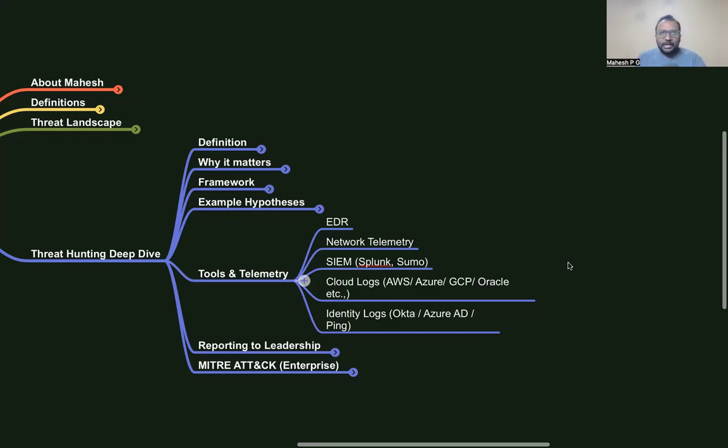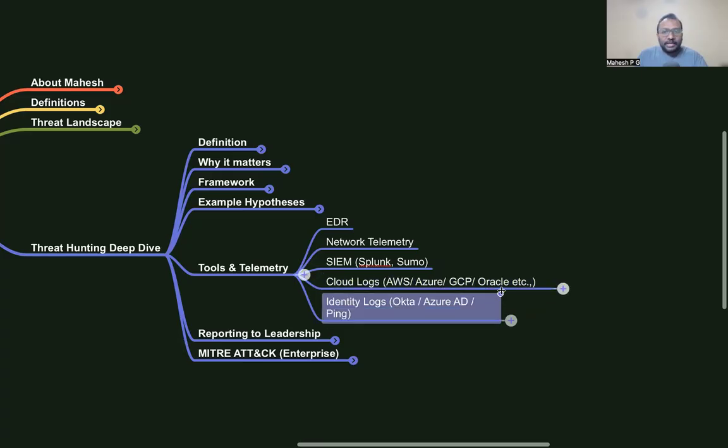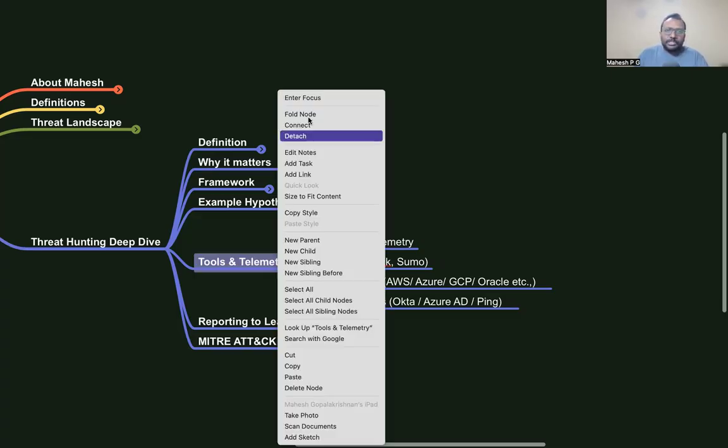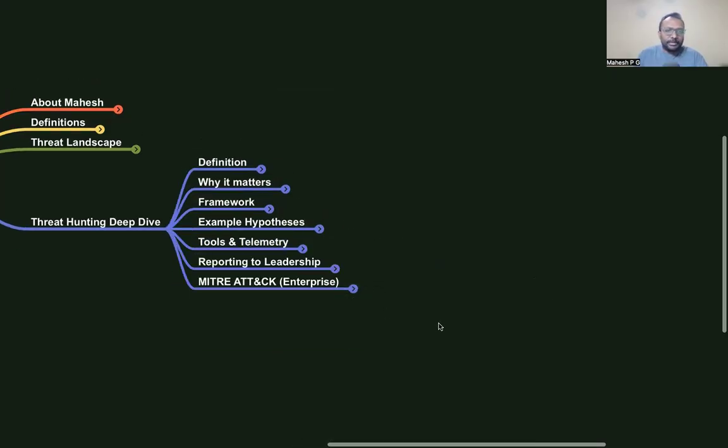Cloud logs will help us understand what is happening at the cloud level. And identity logs: identity is the new perimeter, everyone knows that. We look at what is happening with identity, any behavioral changes. If identity is lost, it is an entry to the treasure of the organization. Those logs are very critical to monitor with regards to risk and the behavior of a user. So these are the telemetry and tools mainly used for threat hunting.